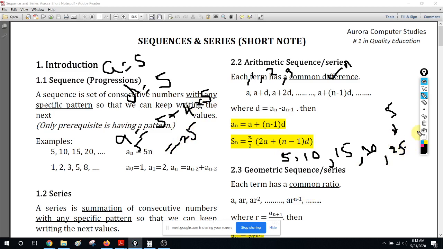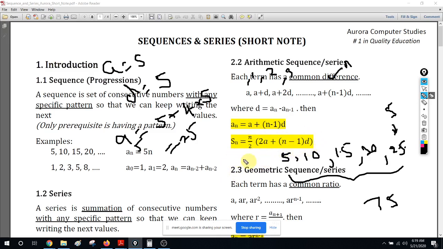Likewise, say you want to find the summation of these 5 terms. Of course, you can keep summing: 10 plus 5 is 15, 15 plus 15 is 30, 30 plus 20 is 50, and 50 plus 25 is 75. But using this formula also you can get it. So what is that formula? You have to remember that for an arithmetic sequence, Sn equals n divided by 2 times 2a plus n minus 1 into d, right? So that is the formula.